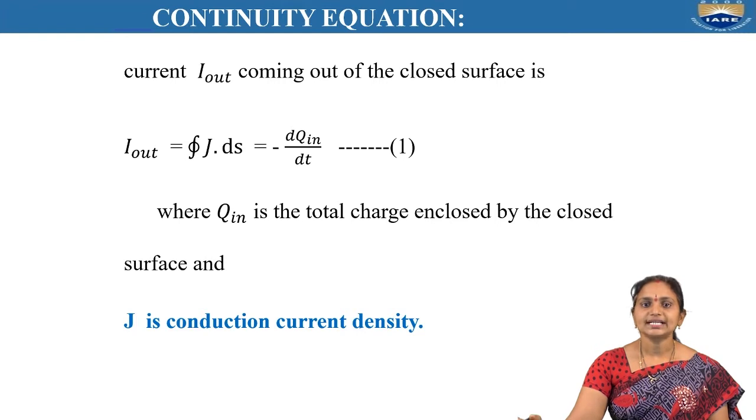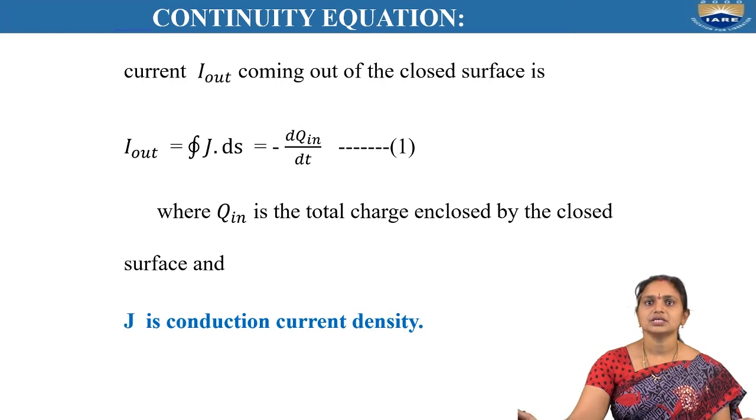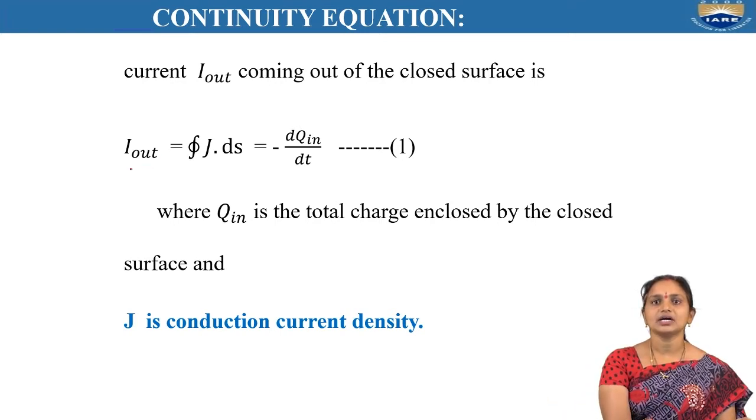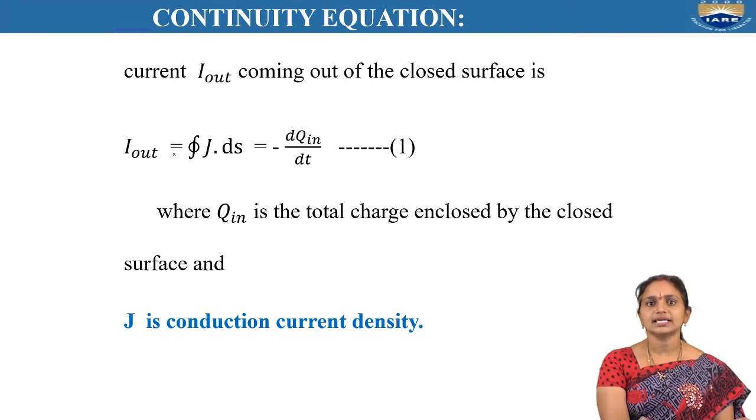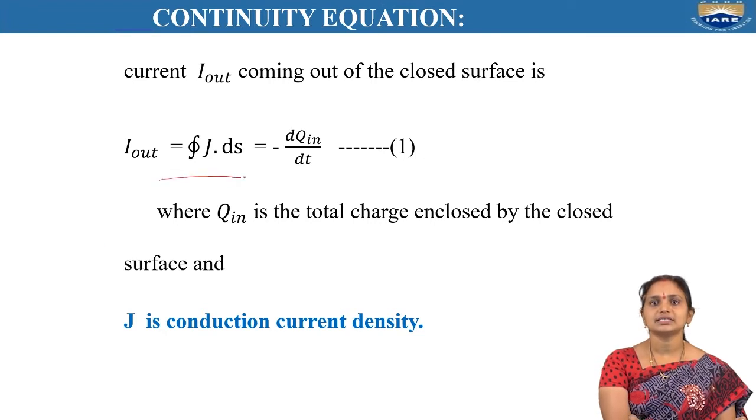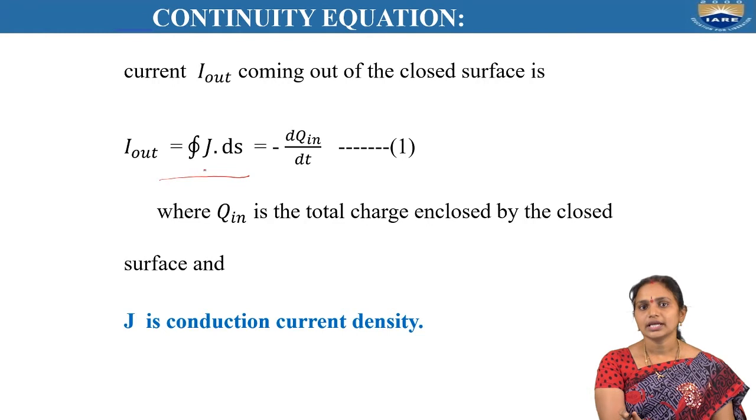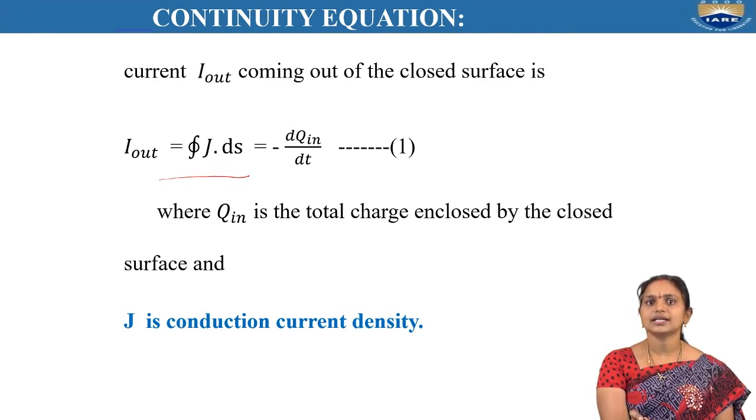Now current in terms of current density. J is the representation for current density within a closed surface. Current density we can generally take as current per unit area. Here we are looking for current, which is equal to current density into area. To get the current through a closed surface, we have to integrate the current density with respect to the closed surface. That's why the integral here is represented as closed integral J dot dS.